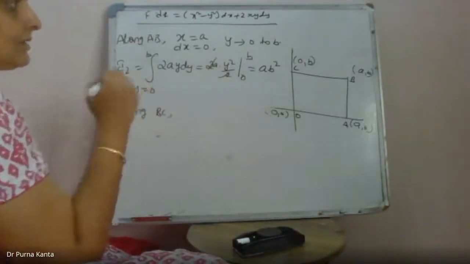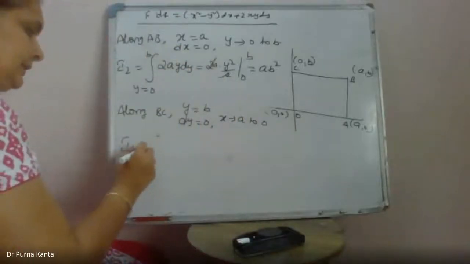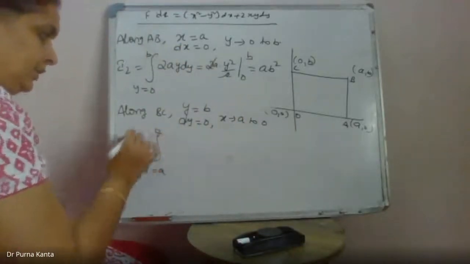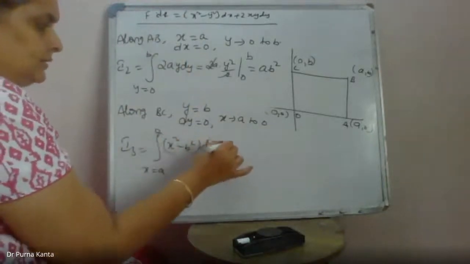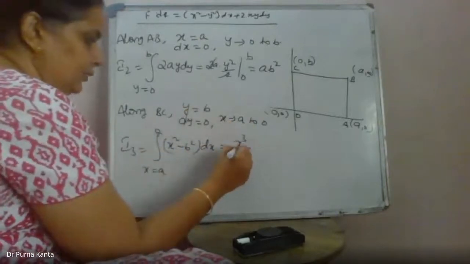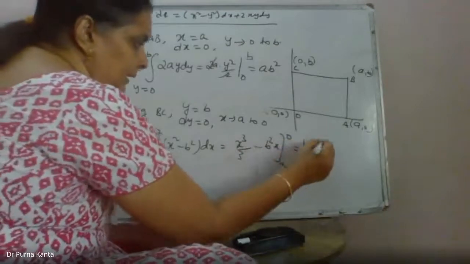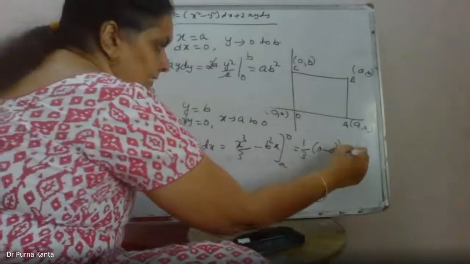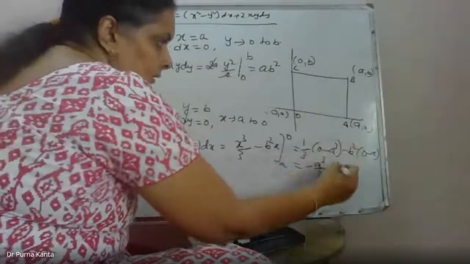Next, along BC. What is the condition we have along BC? y is equal to b constant, so dy is equal to 0. x from a to 0. So I3 is equal to the integral x from a to 0 of x square minus b square dx, dy equal to 0. This gives x cube by 3 minus b square x between the limits a to 0. That is 1 by 3 into (0 minus a cube) minus b square into (0 minus a), which is minus a cube by 3 plus ab square.